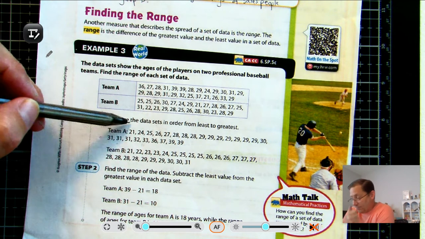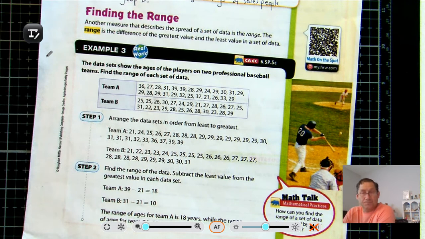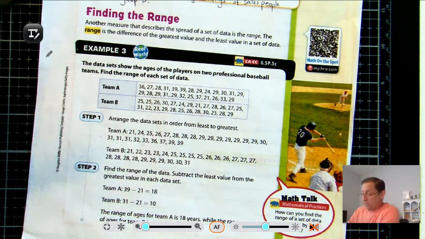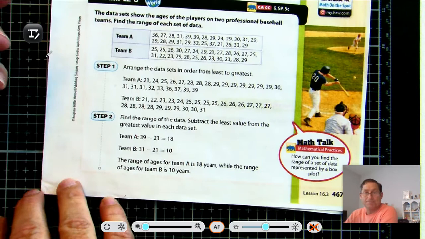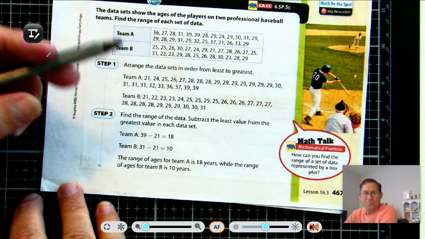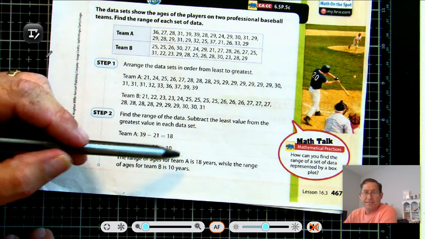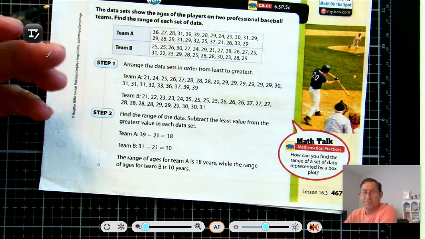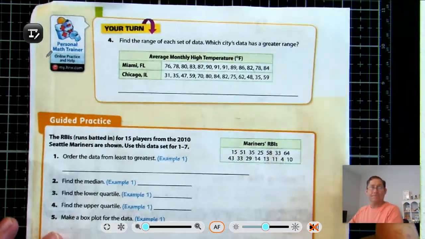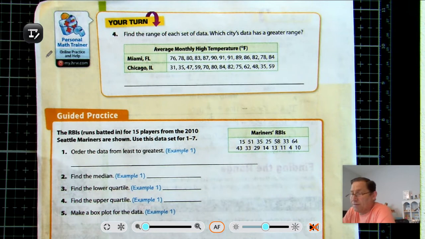So Team A, they've listed it for us. It goes from 21 to 39. And Team B, their numbers go from 21 to 31. So Team A has a range of 18, and Team B has an age range of 10. So the range of ages for Team A is 18 years, while the range of ages for Team B is 10 years. That means that on Team B, the players are closer together in age than they are on Team A.